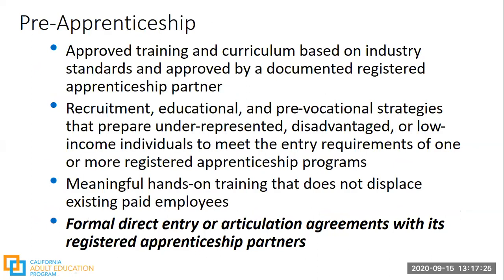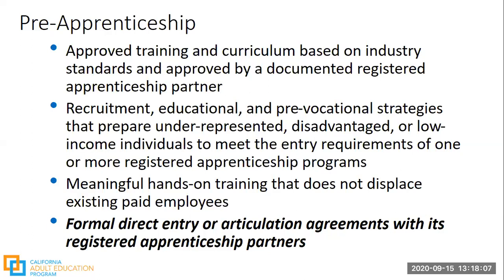So I see a couple people kind of rogered out, so I'll move forward and talk a little bit about pre-apprenticeship. This is mostly the same definition we had in 2017. Anecdotally, not that many of you have gotten on board with this, but here's the definition. Again, an approved training and curriculum based on industry standards, approved by a registered apprenticeship partner. You know, that part in bold is what's really important: you can't really have pre-apprenticeship without that pre-apprenticeship program having some sort of formal ties to an apprenticeship. Overall, I really think that's been the big barrier.